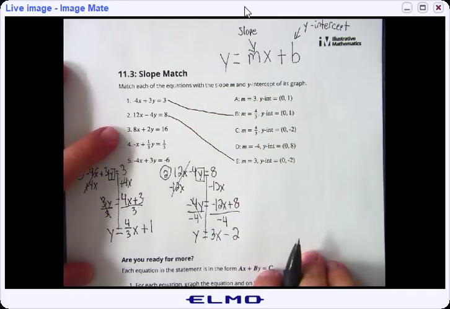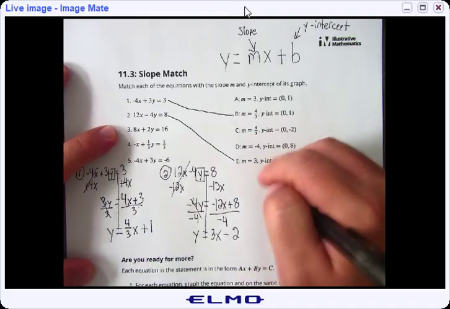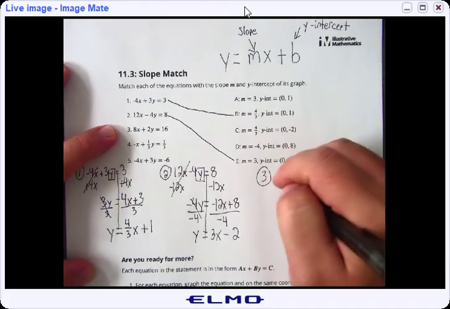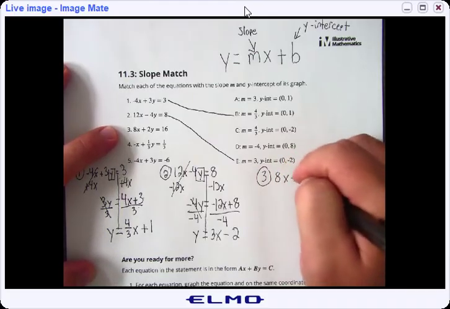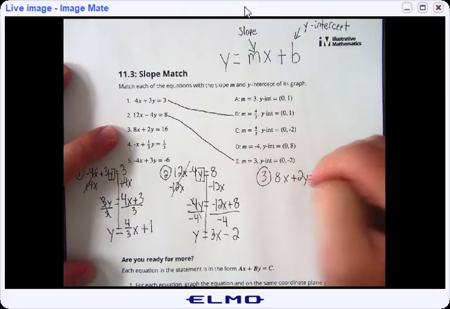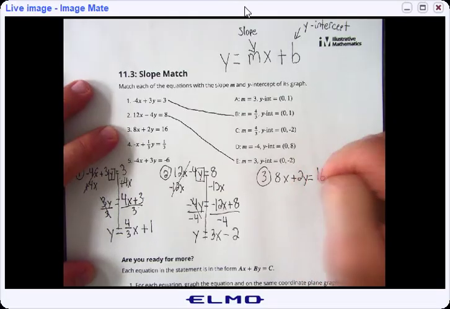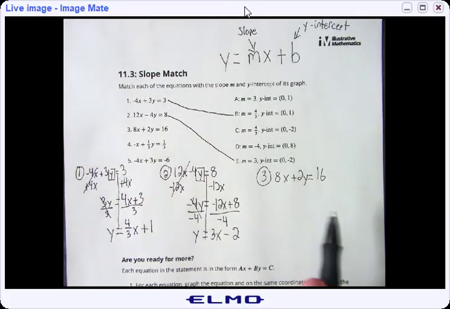Okay, I'm going to do one more. So number 3, we would do 8x plus 2y equals 16. All right, before we get started on this one, I'm going to pause it really quick, and I will give you a part 2.